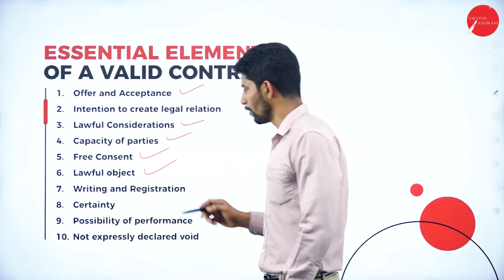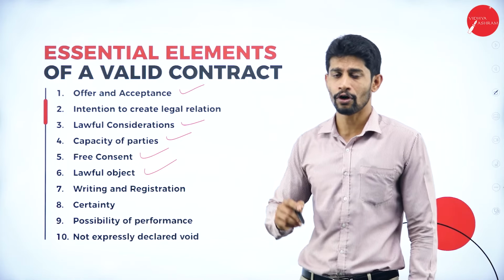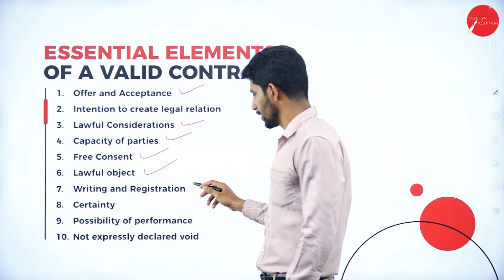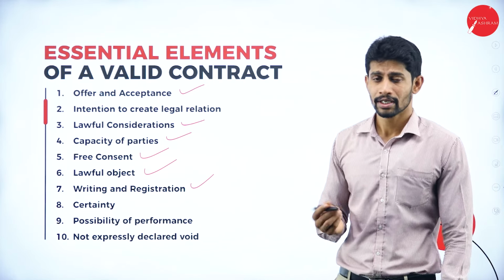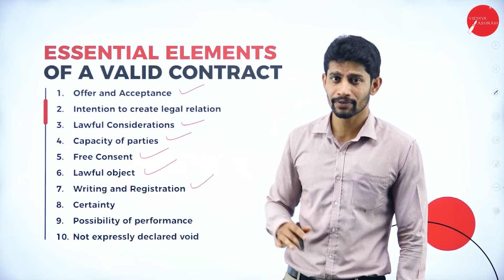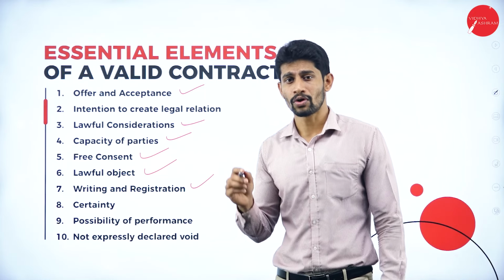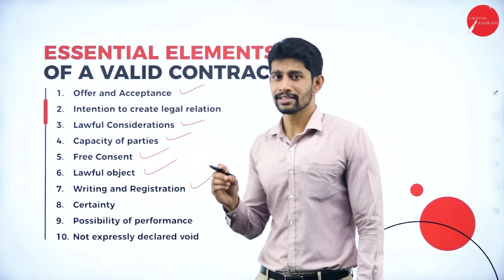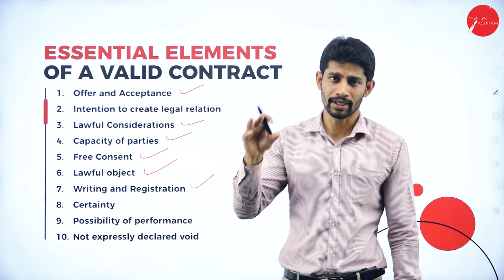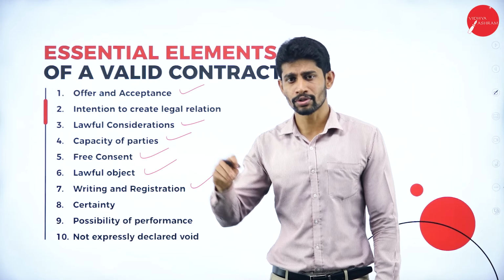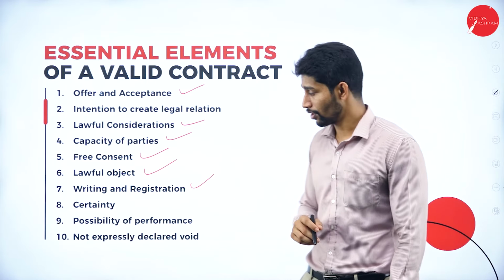Next, lawful object. Yes, there should be a lawful object while they are getting into the contract. Next, writing and registration. There should be writing about the contract and the contract should be registered with the respective authority to call it a valid contract. They are supposed to write down, very briefly, whatever contract they are getting into, and they are supposed to register it with the respective authority.